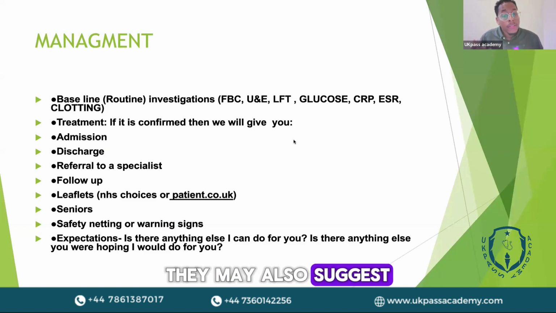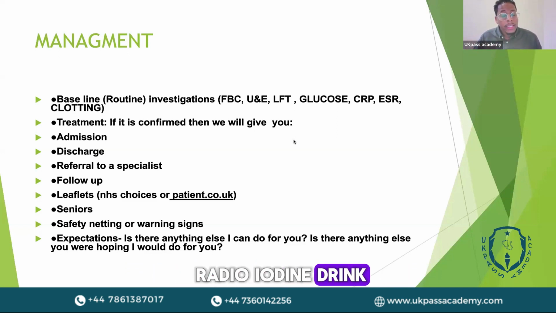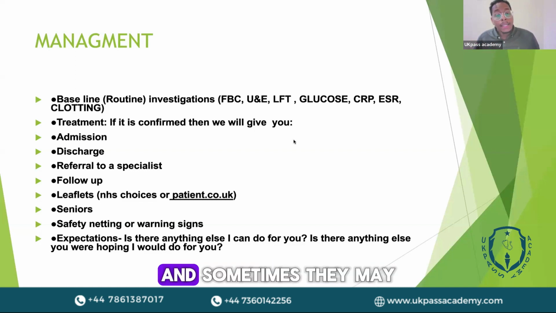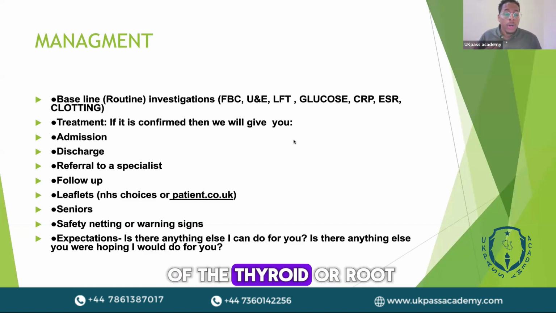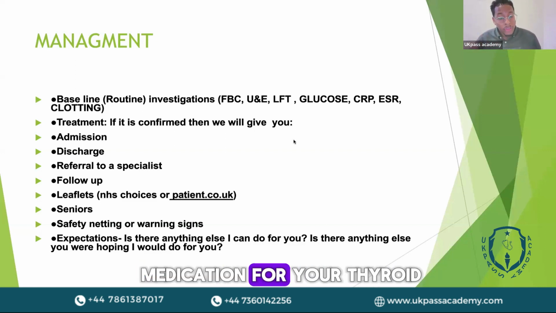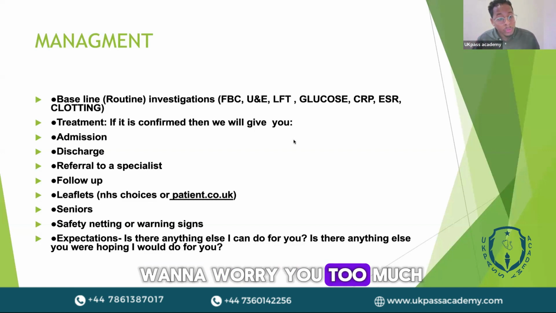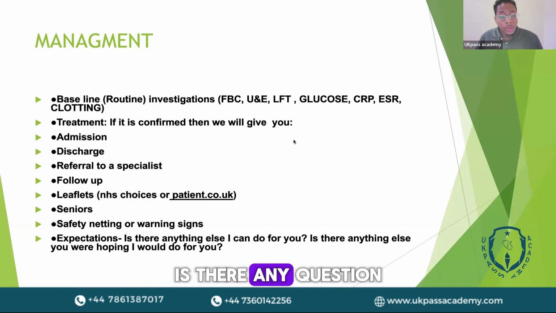They may also suggest other types of treatments if that fails. This could include a radioiodine drink that can destroy some of these cells that are overproducing thyroid hormones. And sometimes they may suggest a surgery to reduce the size of the thyroid or completely remove it and put you on medication for your thyroid. But again, I don't want to worry you too much. We will make sure that we explain everything to you again. Is there any questions so far?